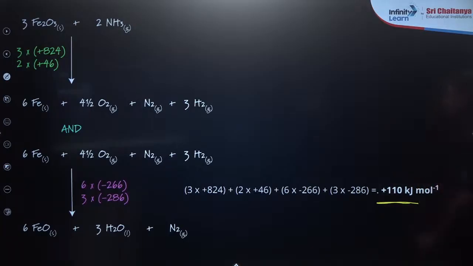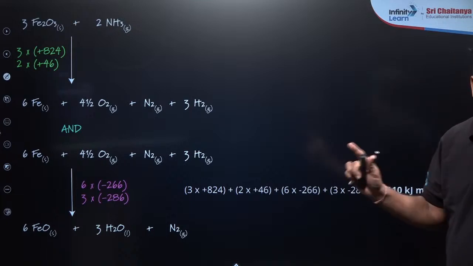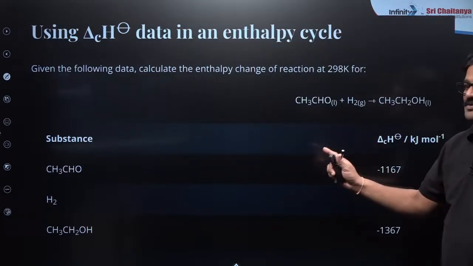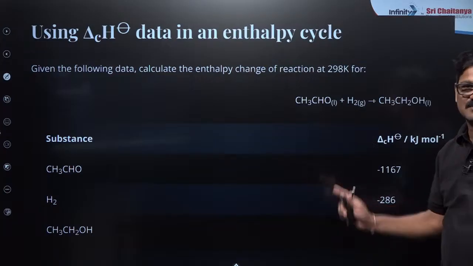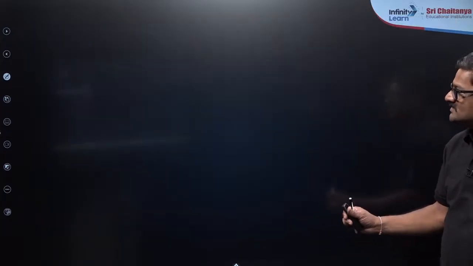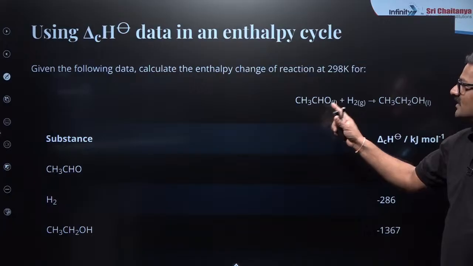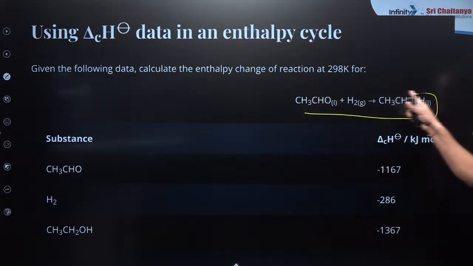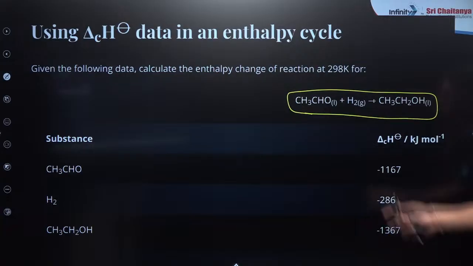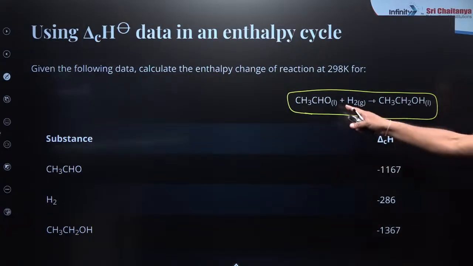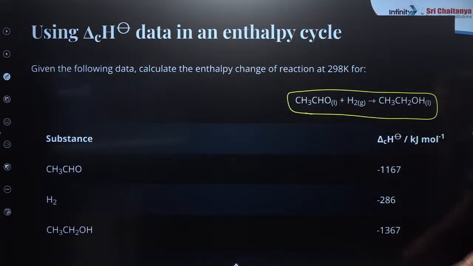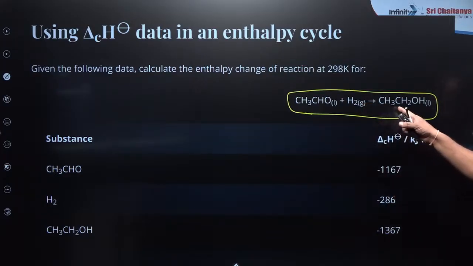Now one more example you can do, based on Hess's law of constant heat of summation. After that I would like to discuss the Born-Haber cycle also, it's very important. So one more question we'll do, after this we'll discuss the Born-Haber cycle, right? From this data, look at this, calculate the enthalpy change of hydrogenation of acetaldehyde. So acetaldehyde का दिया -1167 and hydrogen का दिया -286 and CH3CH2OH ethanol का दिया -1367.